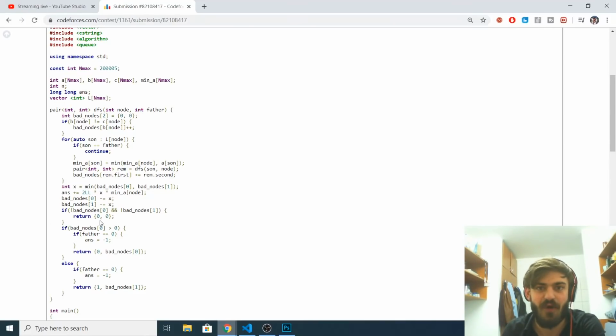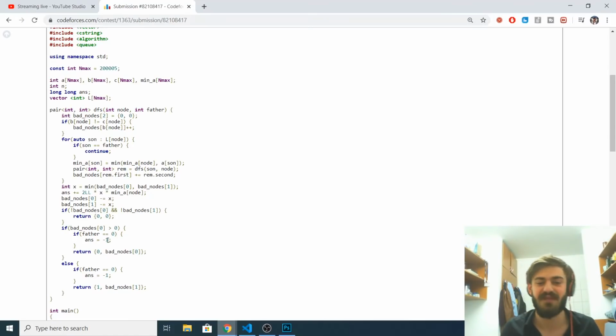If they are both 0, I return 0, 0. Job done with this subtree. I don't have any remainder. Then if bad nodes of 0 is greater than 0, if father is 0, answer is -1. Otherwise return 0 and bad nodes of 0. Else, if father is 0, answer is -1, return 1 and bad nodes of 1.